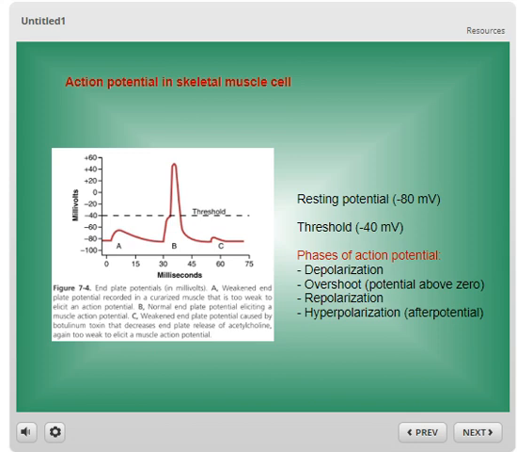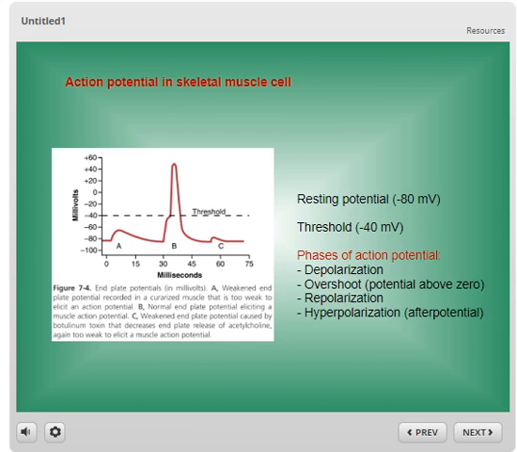After that, sodium channels close and potassium channels fully open, allowing potassium ions to exit the cell. This outflow of positive ions causes the membrane potential to return toward the resting potential. This phase is repolarization, okay?